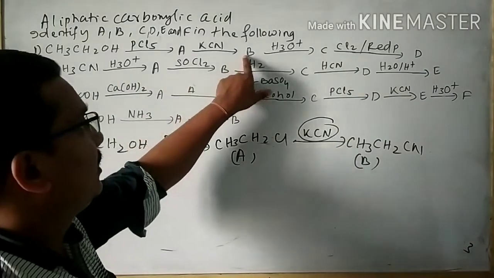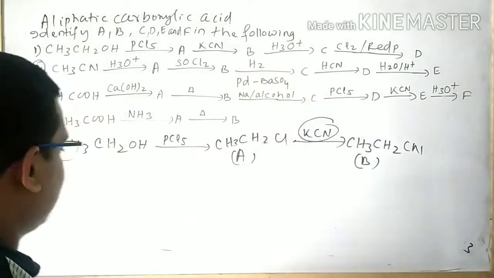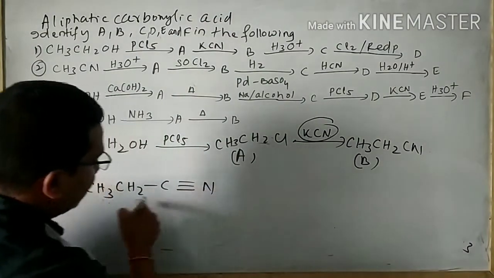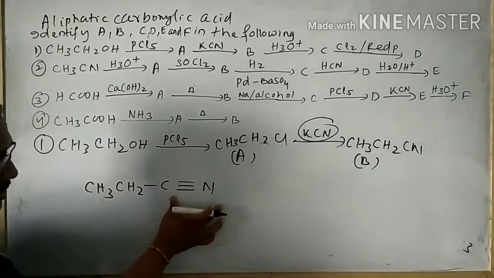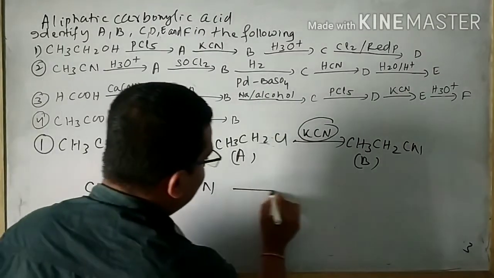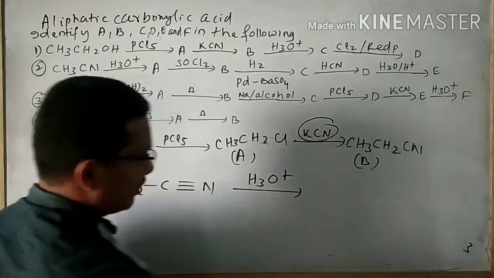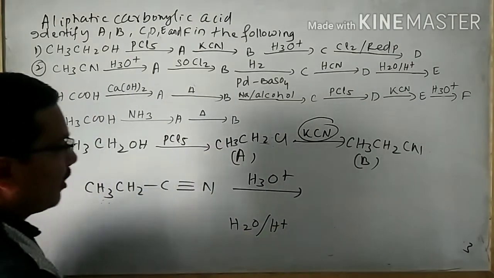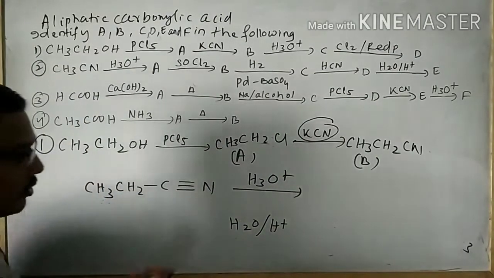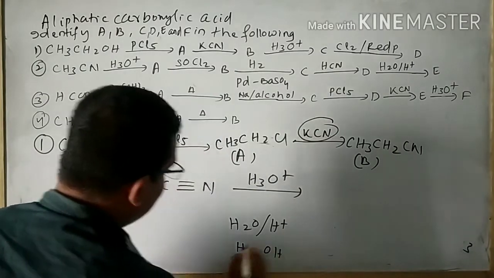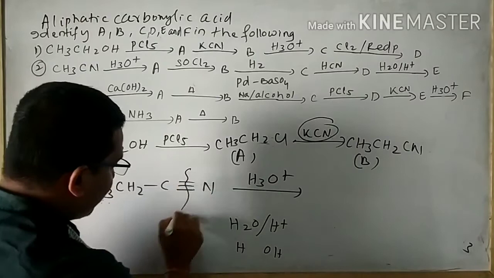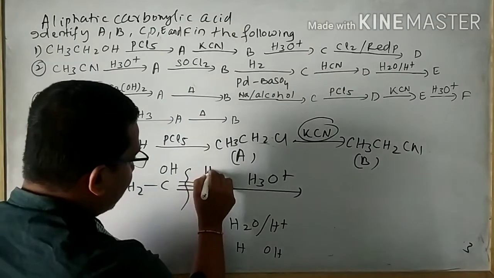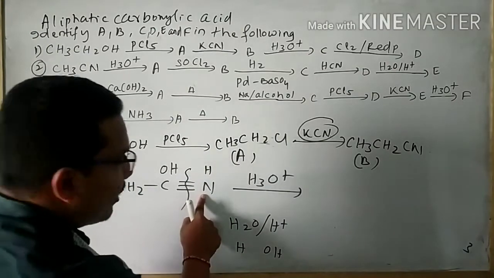The product B is subjected to acid hydrolysis. CH3CH2 bond C triple bond N. This is the structure of ethyl cyanide. Now it is subjected to reaction with H3O+. H3O+ means we can think of H2O and H+. The water molecule breaks down and gives H and OH. Now I will break a pi bond here and give OH to this carbon atom, and hydrogen must be attached to this nitrogen atom.